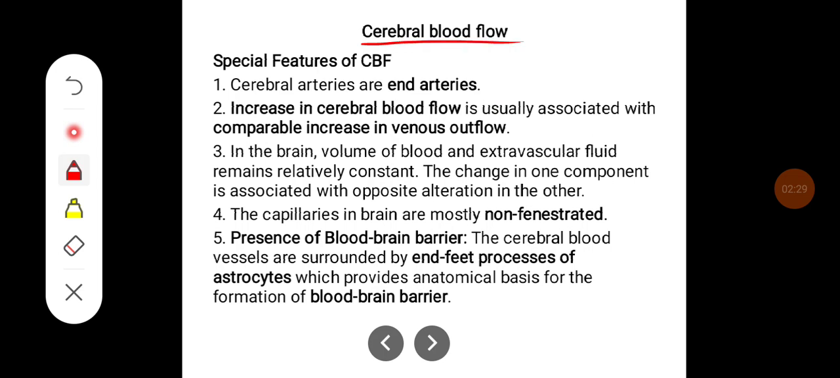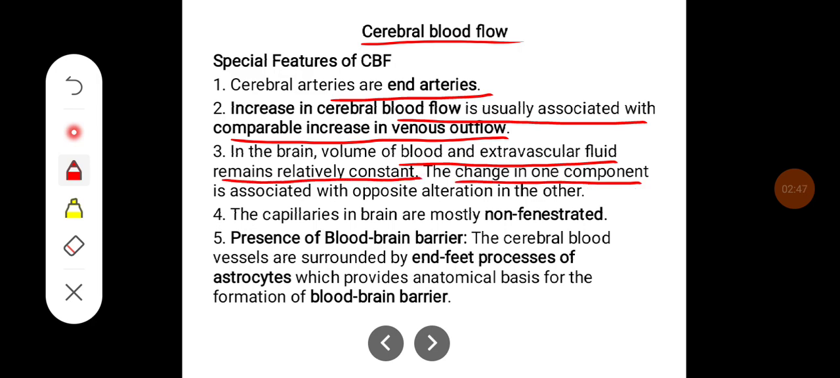Cerebral blood flow. Some of the special features of cerebral blood flow are: cerebral arteries are end arteries. Increase in cerebral blood flow is usually associated with comparable increase in venous outflow. In the brain, volume of blood and extravascular fluid remains relatively constant. The change in one component is associated with opposite alteration in the other.